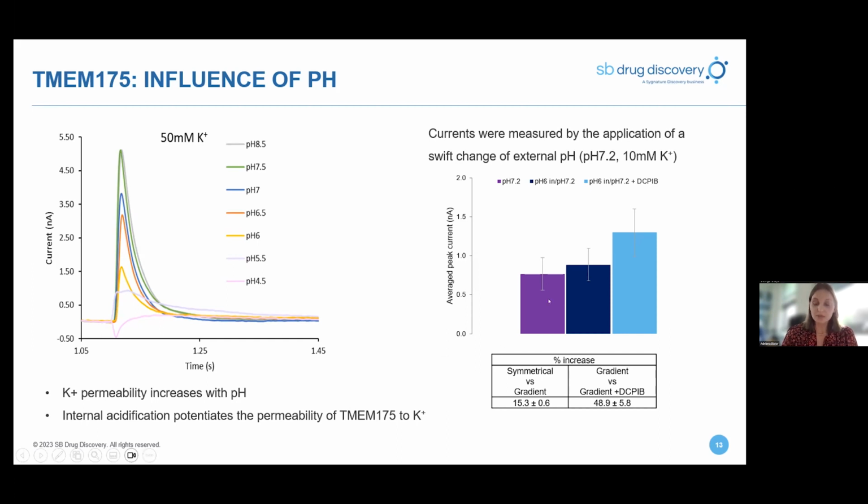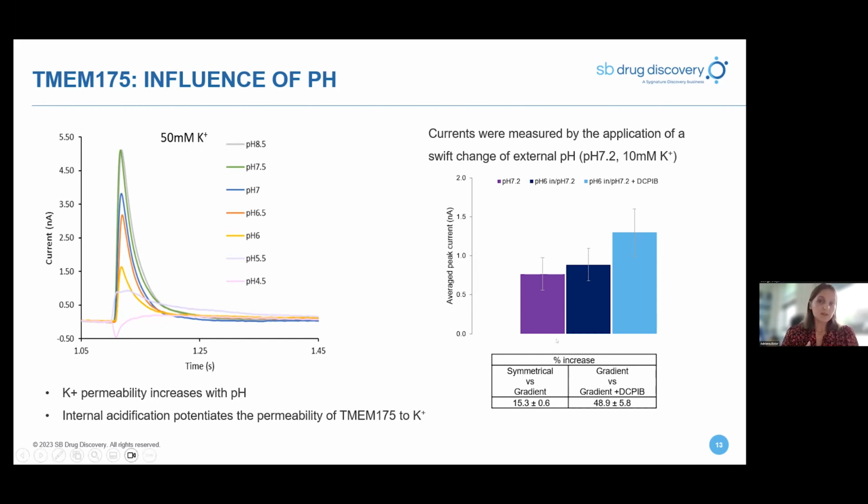And nice reproducible currents. And then once we switched to the pH gradient measurements, meaning that we acidified the inside of the liposome to pH 6, and then swiftly applied a different pH of 7.2 in this case with 10 millimolar potassium, there was an increase in current, which was pretty consistent. And the percentage increase was roughly about 15%, give or take, pretty consistently across different sensors.